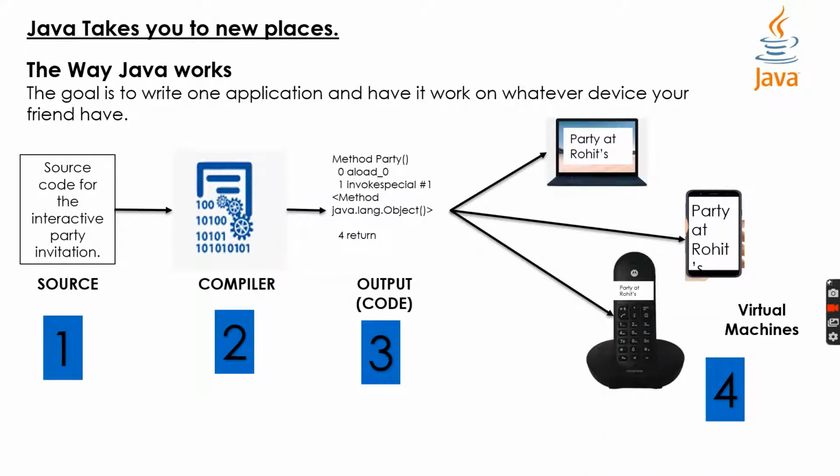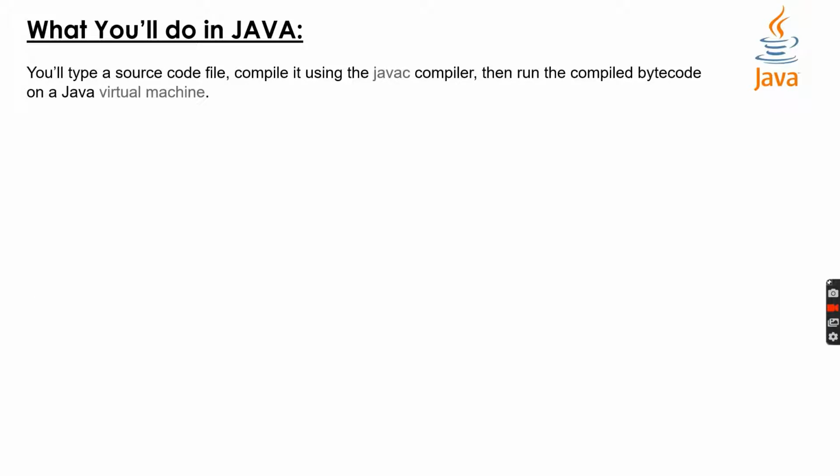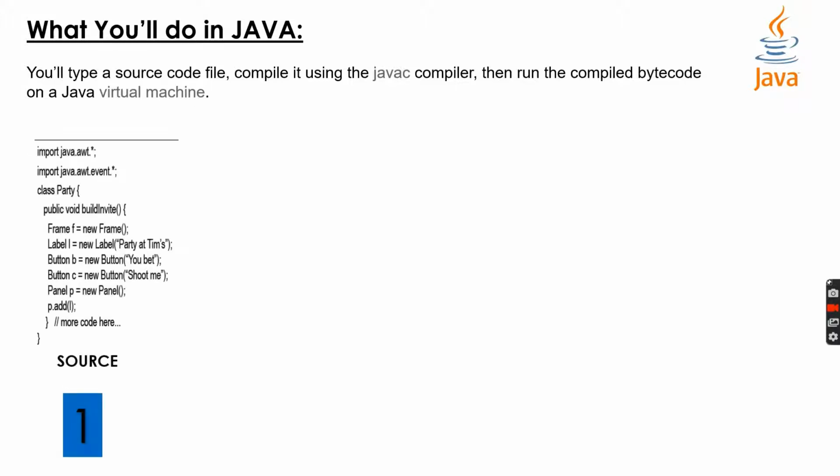Fourth is a virtual machine. Your friends do not have a physical Java machine, but they all have a virtual Java machine implemented in software running inside their electronic gadget. The virtual machine reads and runs the bytecode. So you will type a source code file, compile it using the javac compiler, and then run the compiled bytecode on the Java virtual machine.